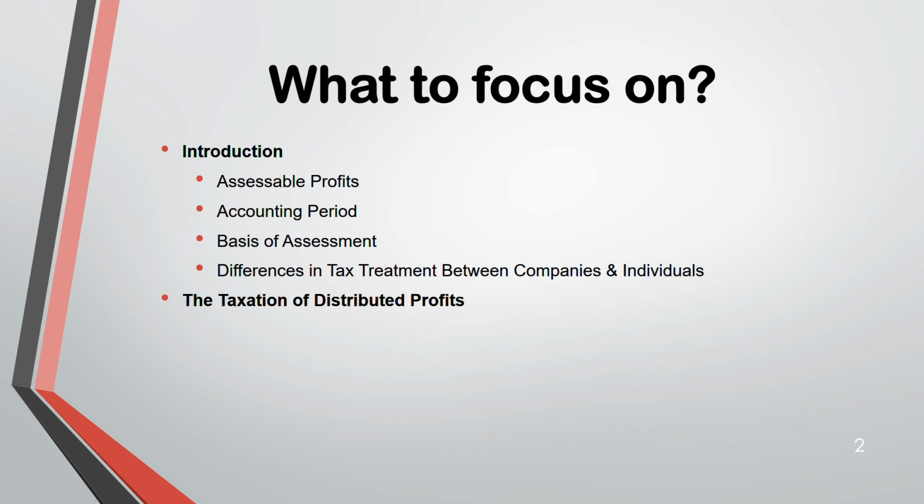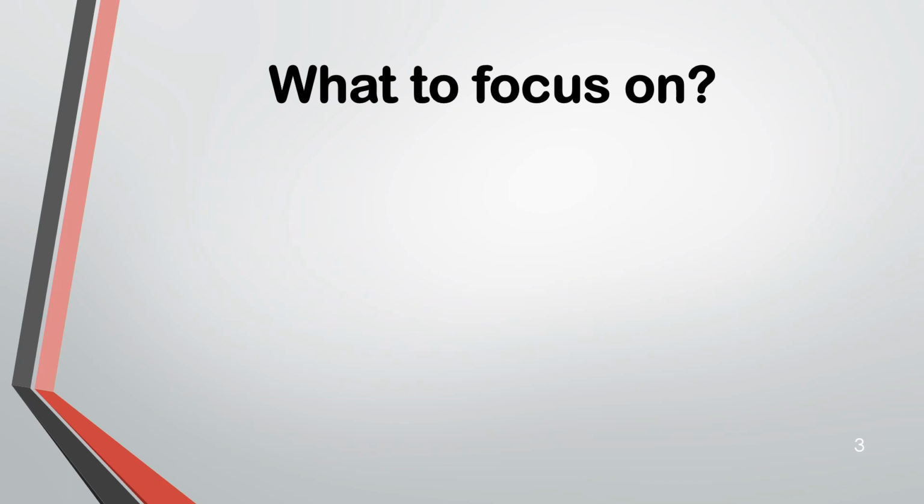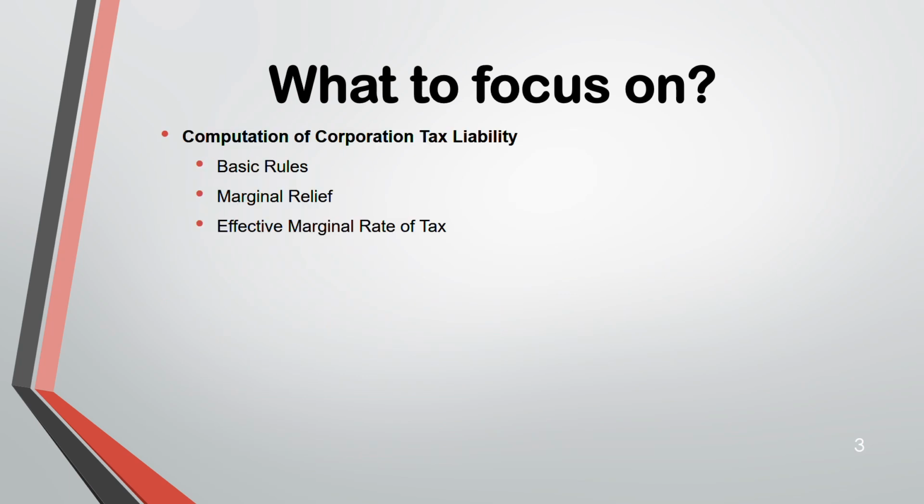Then, the taxation of distributed profits. When you are distributing the profit, how is it taxed? Dividends, employee remuneration, loan note interest, and patent royalties. Then, the computation: UK profit pro forma. Computation, basic rule, marginal relief, effective marginal rate of tax, short accounting period.